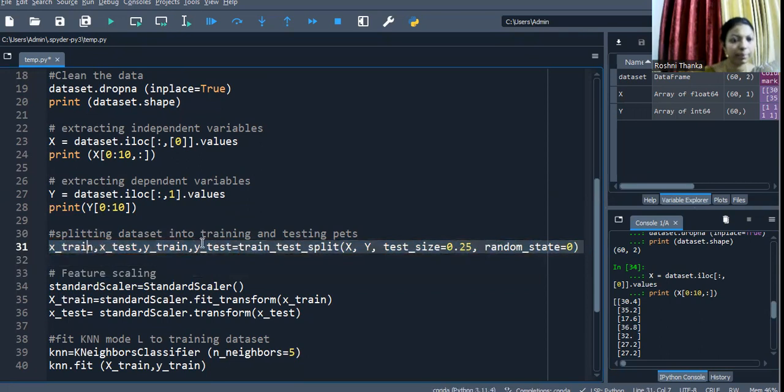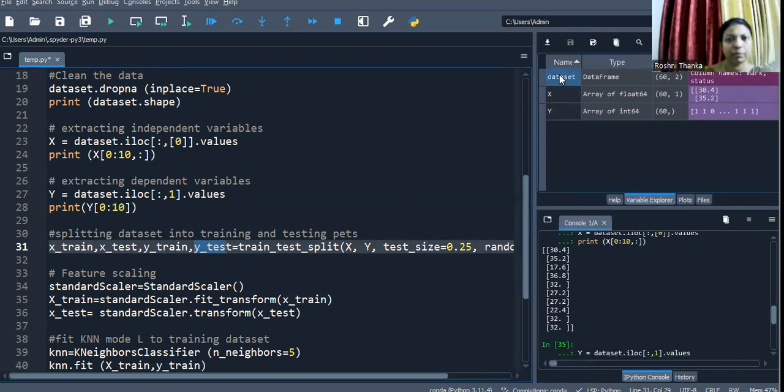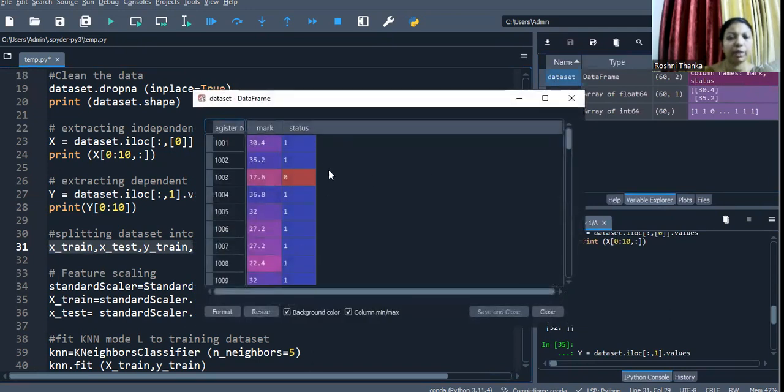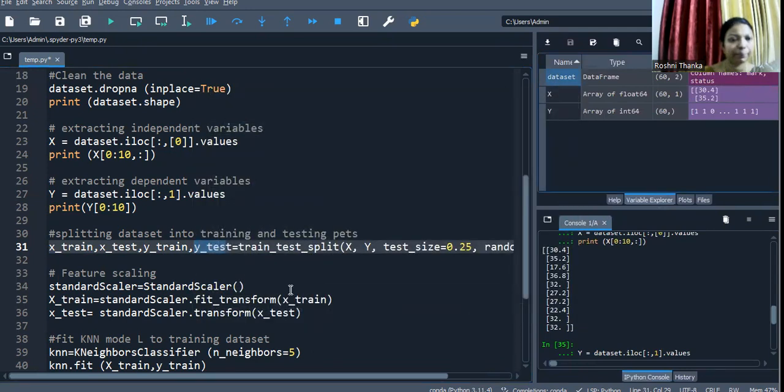So what does it specify? From the X value, I'm going to take 75% of data as training data and 25% of data as testing. And in the Y variable also, that is the status, whether the student passed or failed, there also I'm going to take 75% for the training, and in the test data Y variable, we are going to take 25% of the data as the test data. So from this data set, we have divided into 75 and 25.